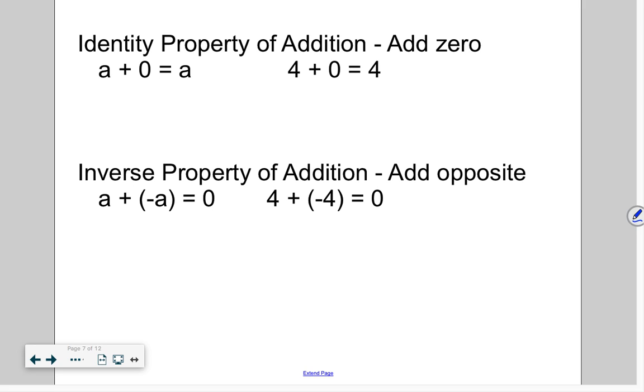Inverse property of addition. This is adding opposites. If I add 4 plus a negative 4, isn't that like saying that I got $4 and then I turned around and spent $4? How much money do I now have? Nothing. I added a number to its opposite. So we call that the inverse property of addition. Inverse means to do opposite. So when you add a number to its opposite, you're going to get 0.